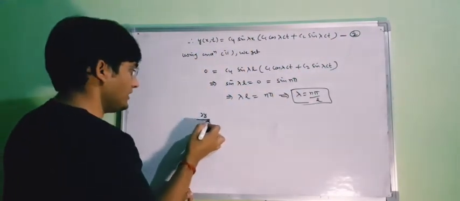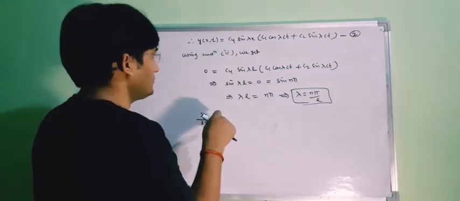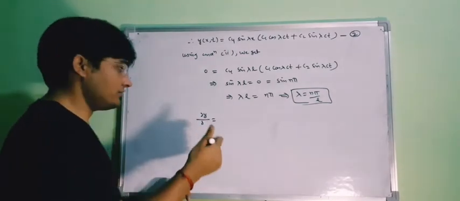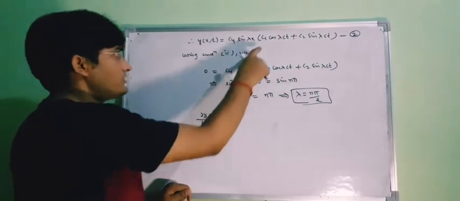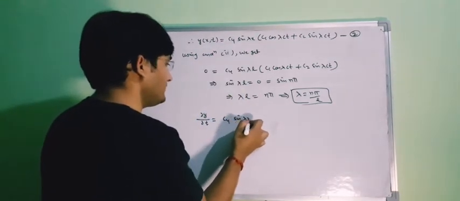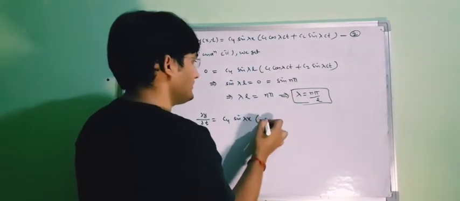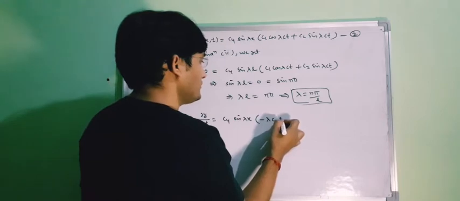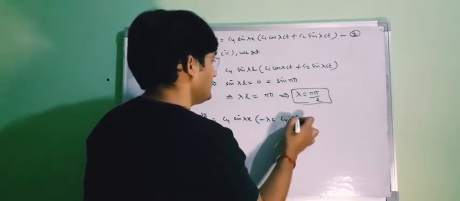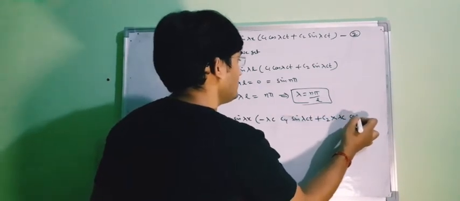Now from here del y upon del x will be, differentiation with respect to x. So not with respect to x, because we have to find out the initial velocity. So let us differentiate this equation with respect to t. Now this will be c4 sin lambda x into minus lambda c, differentiation of cos will be sin, c1 sin lambda ct, plus c2 into lambda c cos lambda ct.